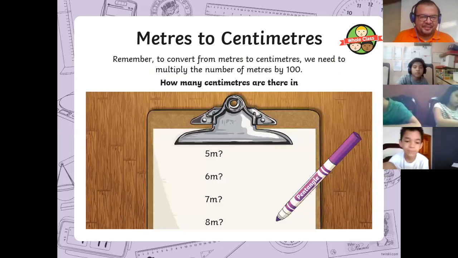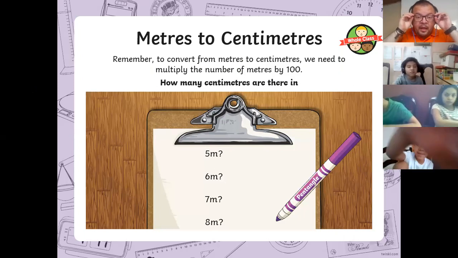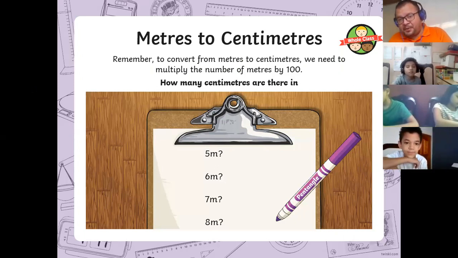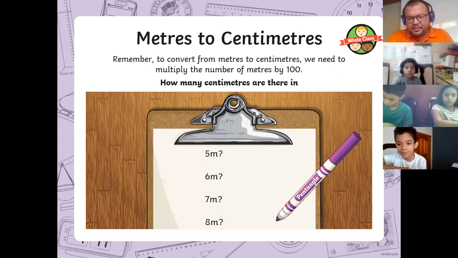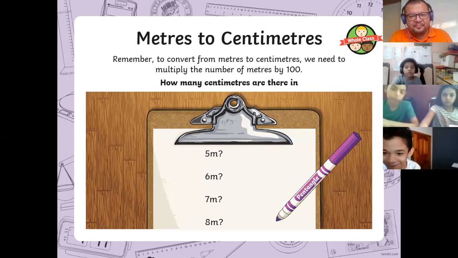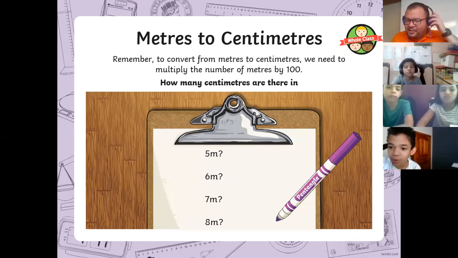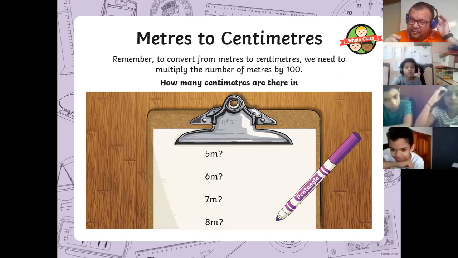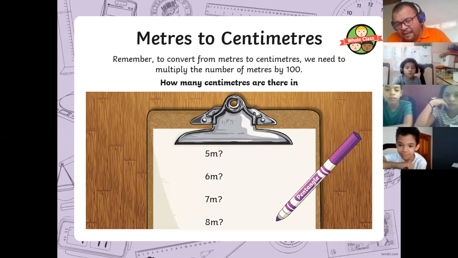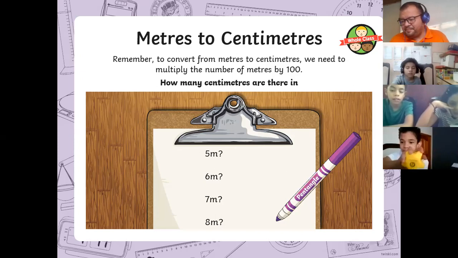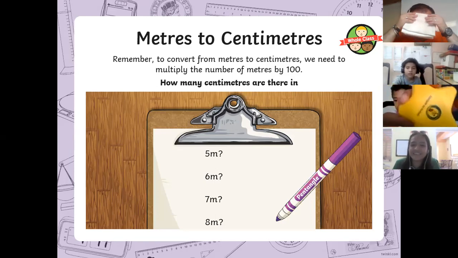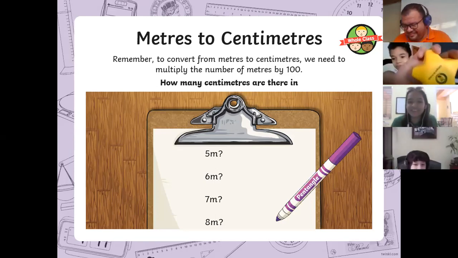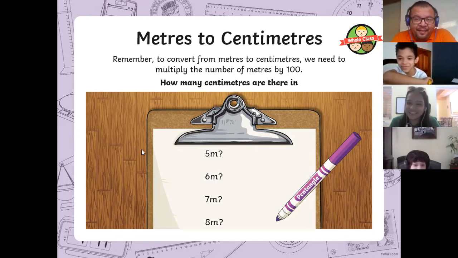Meters to centimeters. Remember, to convert from meters to centimeters, we need to multiply the number of meters by 100. Now, how many centimeters do we have in 5 meters, 6 meters, 7 meters, and 8 meters? Roland, you don't participate, let others participate. In 5 meters we have 500 centimeters. In 6 meters we have 600 centimeters. In 7 meters, one at a time.